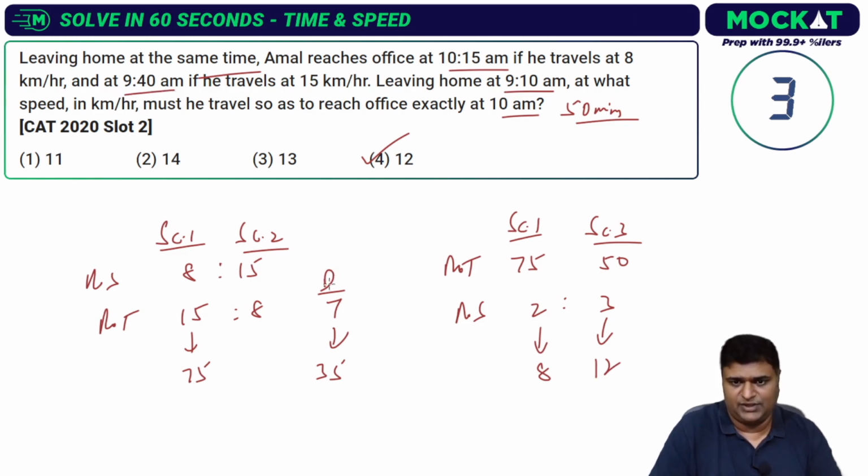The time difference over here, I know, is 35 minutes, 10:15 minus 9:40. But given that I knew the ratio of speed is 8 is to 15, the reciprocal, 15 is to 8, is the ratio of time because the distance is the same. The difference of 7 parts is 35 minutes. So if 7 parts are 35, then 15 is what? 7 into 5 is 35, 15 into 5 becomes 75 minutes.